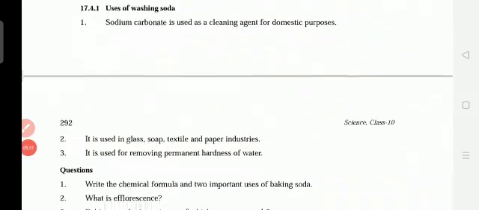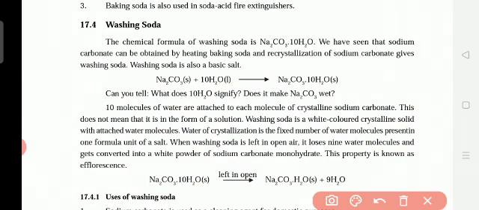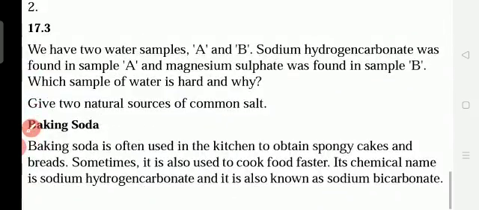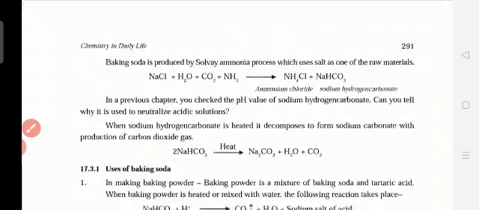Now we study about washing soda. What is another name for washing soda? Washing soda, another name is sodium carbonate. Here you write a hyphen and write sodium carbonate so that you will not forget. Like that, beside baking soda you keep a hyphen and write sodium hydrogen carbonate, and write the formula next, NaHCO3, so that you will not forget.